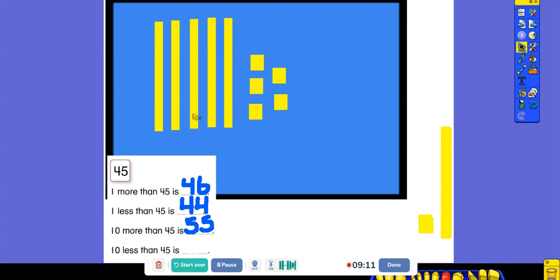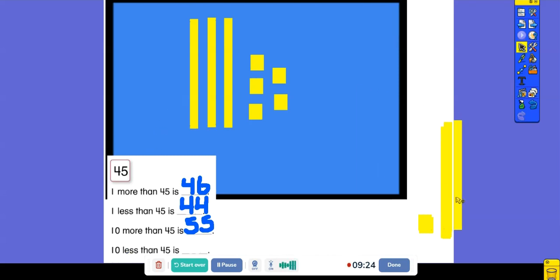And again, we want to go back to our original number of 45. And now 10 less than 45 is. So again, 10 tells me my 10 rod, less, my number is getting smaller. So I'm taking a 10 away. Okay, last one, let's count it out. 10, 20, 30, 31, 32, 33, 34, 35. So 10 less than 45 is 35.